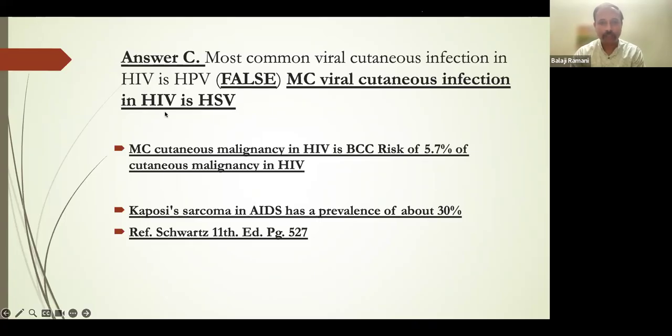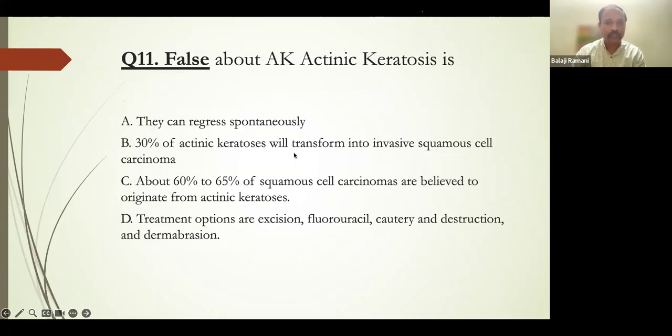It is the herpes simplex. Like in other places, herpes simplex is the most common cutaneous infection you get in HIV also. The cutaneous malignancy overall, though Kaposi sarcoma is prevalent in patients with AIDS, the most common malignancy that happens as a cutaneous malignancy is BCC. The risk is around 5% to 6% of cutaneous malignancy. The prevalence of Kaposi sarcoma is 30% because it is usually an indolent disease present over a long period of time. Long-standing HIV turning to AIDS, there you will have Kaposi sarcoma. So the most common malignancy associated with cutaneous malignancy is BCC. It is not Kaposi's sarcoma.